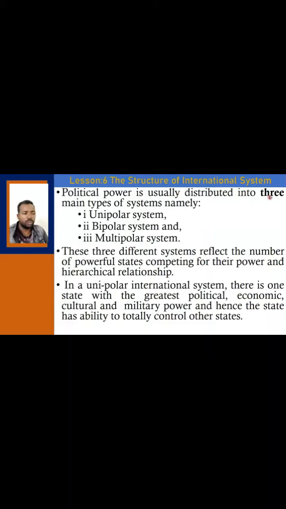Political power is usually distributed into three main types of systems. We see three types of political distribution in the international system: the unipolar system, the bipolar system, and the multipolar system. These are the balance of power systems that we find in the international system. What are these three balances of power or distributions of power? We will focus on them.